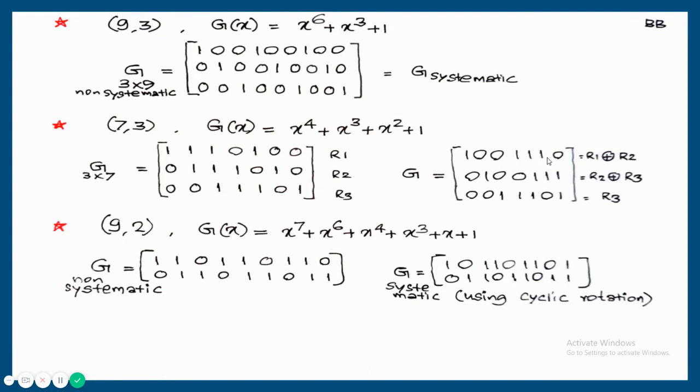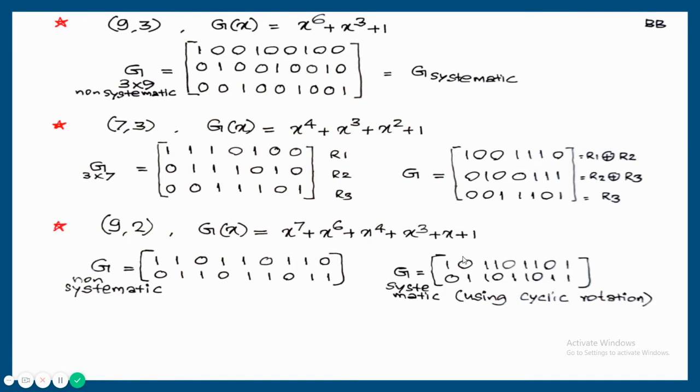First row is a systematic cyclic code of 1, 0, 0. Second is a cyclic code of 0, 1, 0. Third is a cyclic code of 0, 0, 1. Next example is 9,2. Generator polynomial is given. Non-systematic: 9,2 indicates that there are only 2 messages, that is 1, 0 and 0, 1. So first row is a code of 1, 0. Second row is a code of 0, 1.